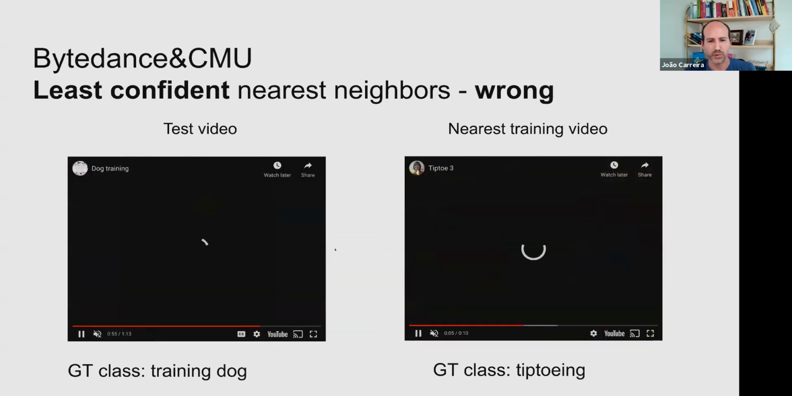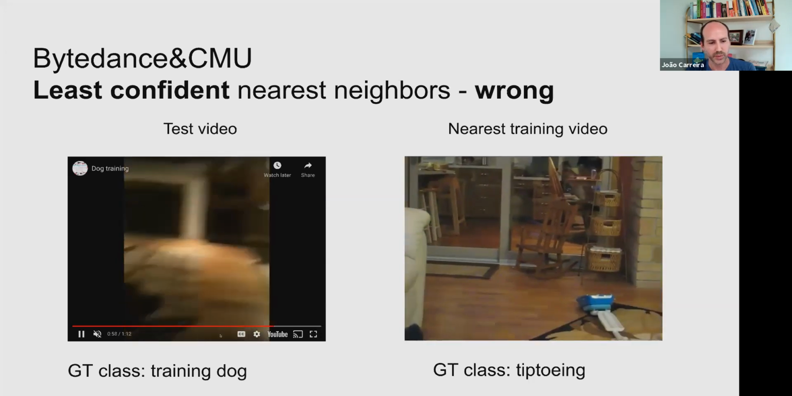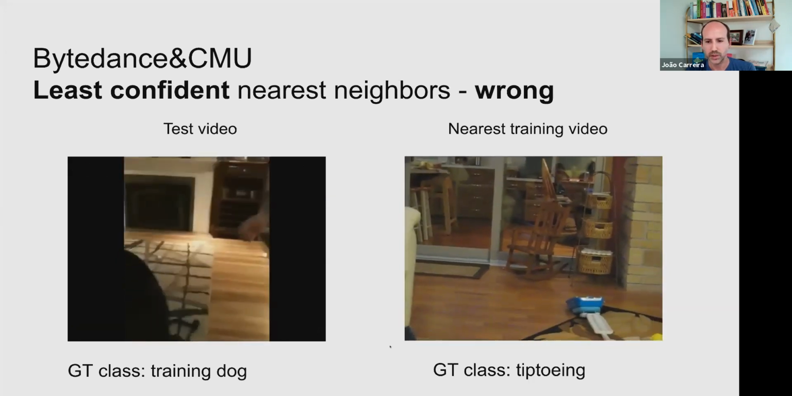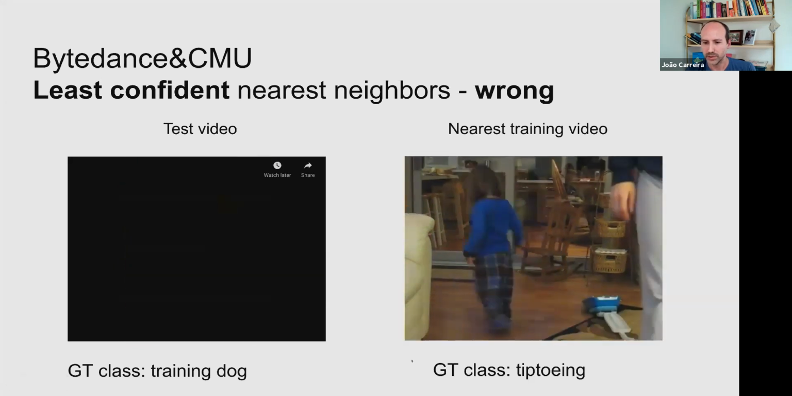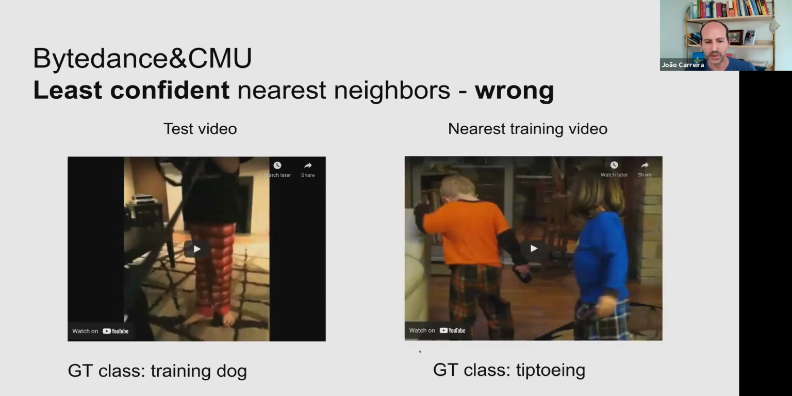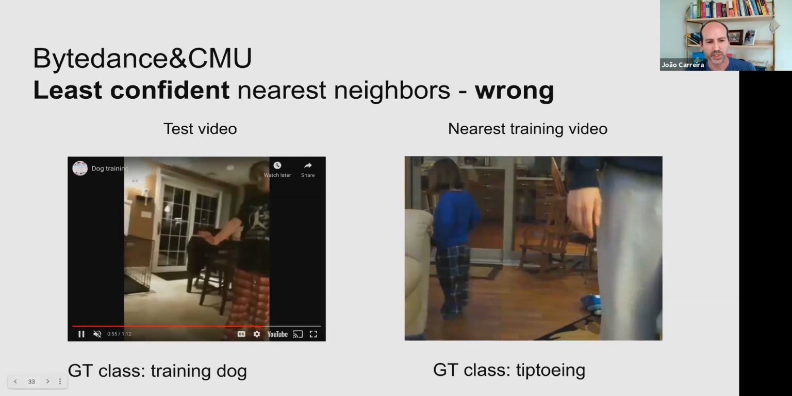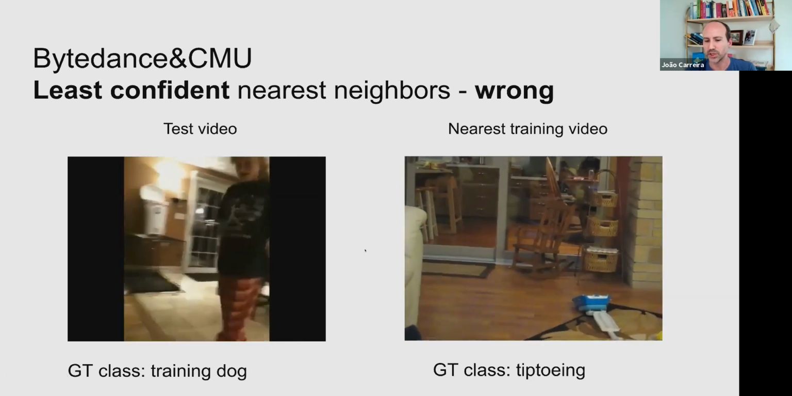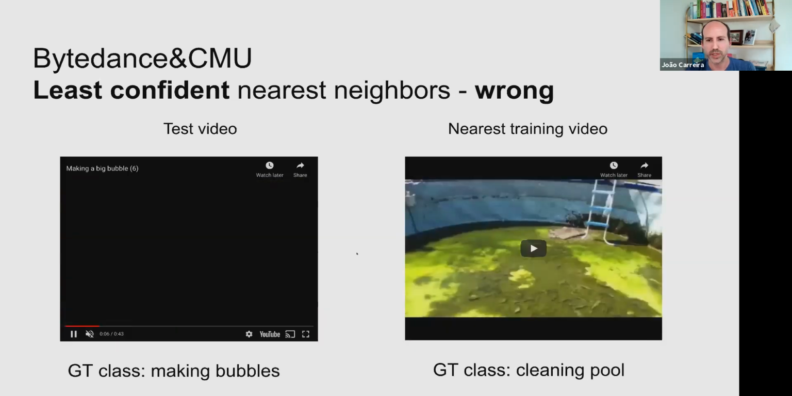And I have one more example, I think, of a wrong one. So in this case, on the left, you have people training a dog, whereas on the right, you have a child tiptoeing. And I guess in this case, the model has these two as nearest neighbors more based on the scene and perhaps the texture of the pants, and it's not really looking at what they're doing so much. So still plenty of space for improvement.